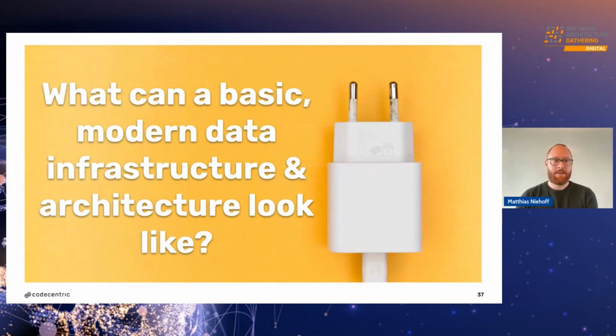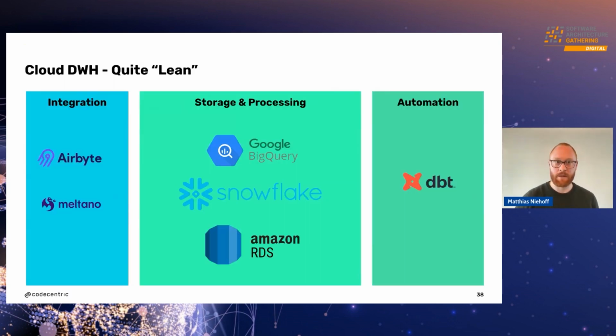So, and last, what can a basic modern data infrastructure and architecture look like if we start now, if we want to say, hey, let's invest in it? The one part is the cloud data warehouse. For me, quite a lean approach. You have some storage and processing. You basically put the burden of processing the data into the data warehouse. It might be Google BigQuery, it might be Snowflake, which are really the data warehouses.